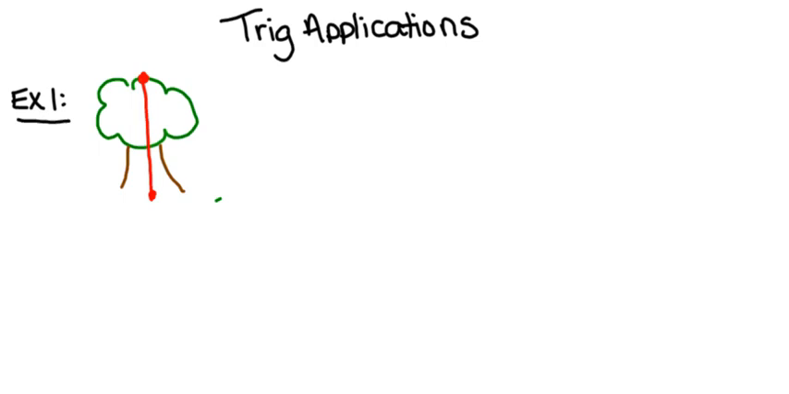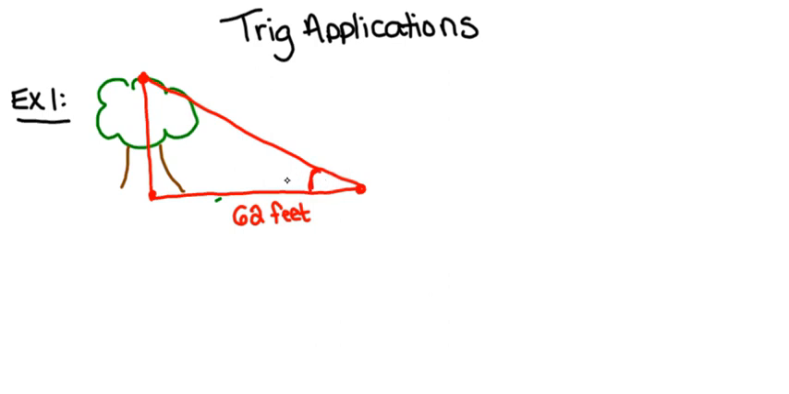And I know that the distance from the base of this tree down to where I have a little measuring instrument over here is 62 feet. And I know that when I measure this angle using my little measuring instrument up to the top of the tree, the measure of that angle is 57 degrees. And what I want to find, without having to climb all the way up there, is the height of the tree.